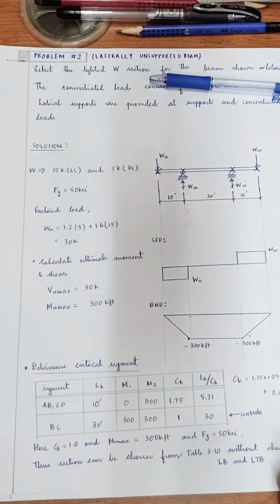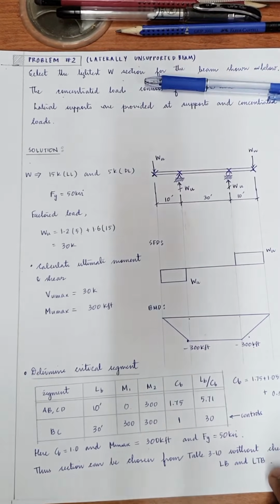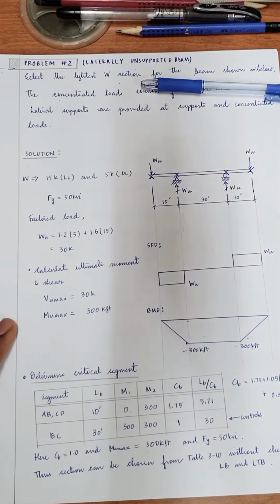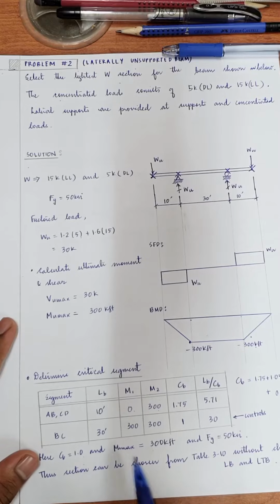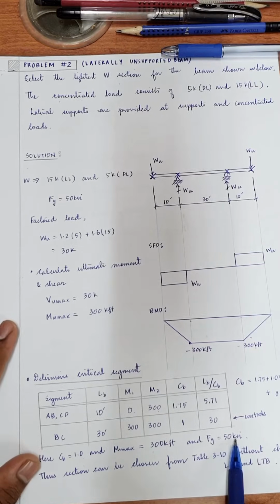from this equation. Now if you take a look, when we go ahead, we have CB equal to 1, Mu max equal to 300, because this section controls, as it has the maximum moment as well as the maximum LB over CB, and Fy is equal to 50 ksi.